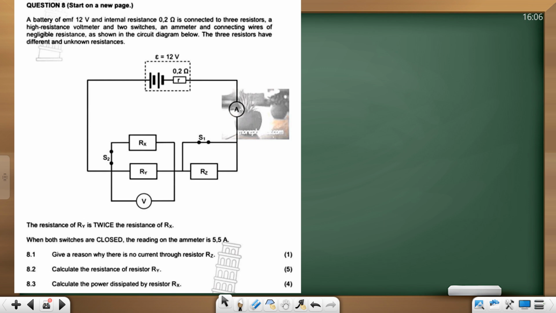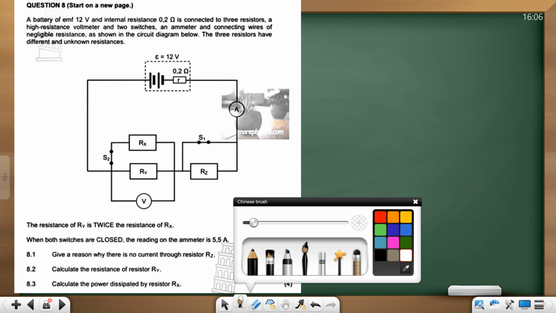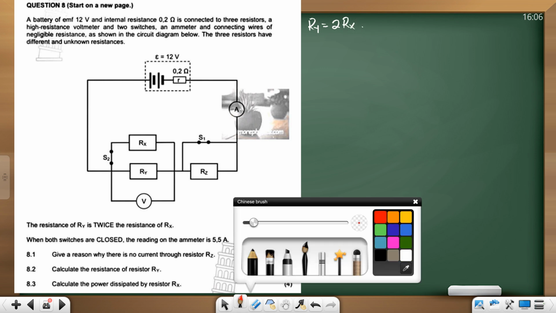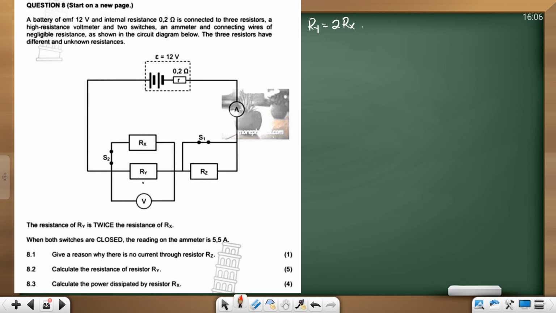All right, the resistance of Y is twice. Now, once I see that, you know what I do? I make mathematics out of it. Ry is 2 times Rx. Let's go and put it there. Ry is 2 times Rx. So this is 2Rx. Important. When both switches are closed, the reading on the ammeter is 5,5.